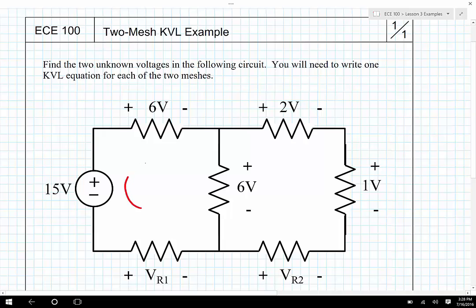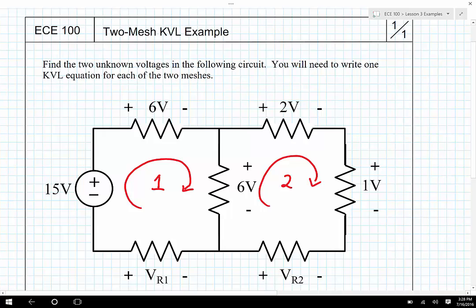So here you can see that I have mesh number 1, and mesh number 1 is going to be the left half of the circuit, and over here you can see that I have mesh number 2, and mesh number 2 is going to be the right half of the circuit. Once again, I'm going to go clockwise around each of those, and I'm going to start in the bottom left-hand corner. I only do that for consistency. You can choose however you'd like to approach it.